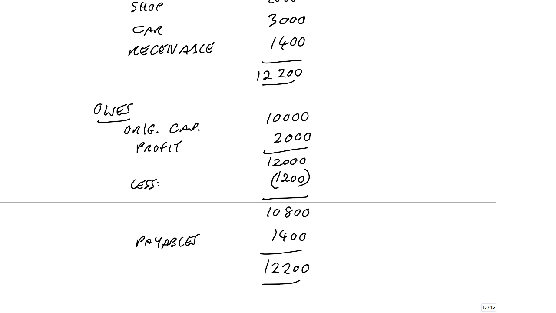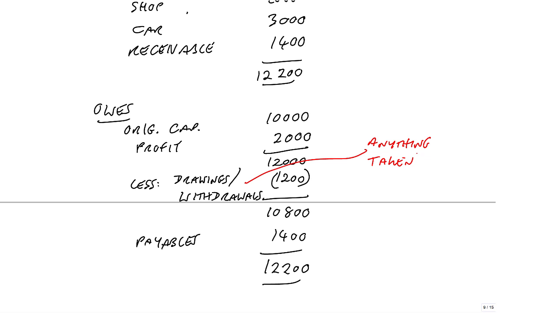Well, that 1,200 the owner took, and do remember we're a sole trader. This is one bit limited companies have slightly different words for, but we'll come to that later. But we call that 1,200 drawings or withdrawals. It doesn't matter which word you use. And although in the next lecture I will say slightly more about this, drawings or withdrawals is what we call anything taken from the business by the owner.